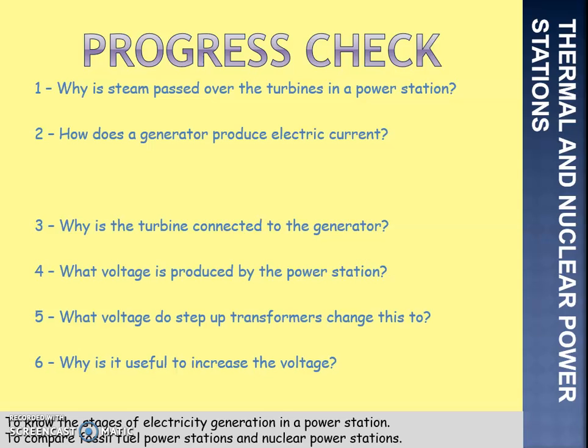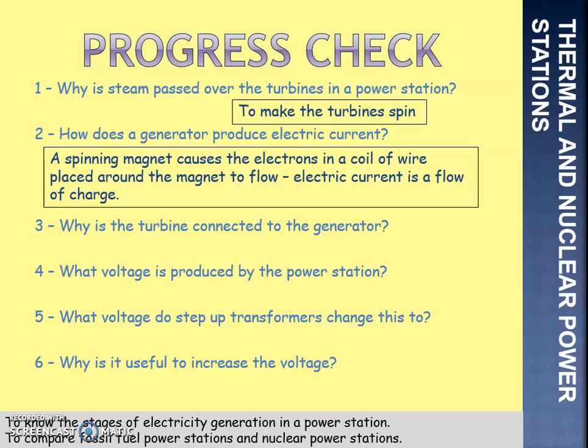Okay, question 1. Why is steam passed over the turbines in a power station? It's to make the turbines spin. How does a generator produce electric current? Spinning magnet causes the electrons in a coil of wire placed around the magnet to flow. It causes them to move. An electric current is a flow of charge.